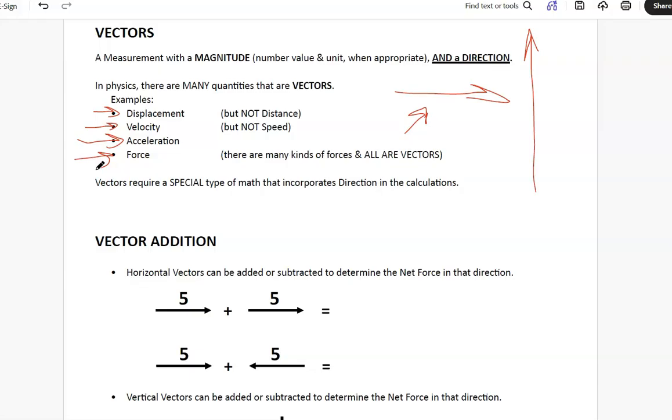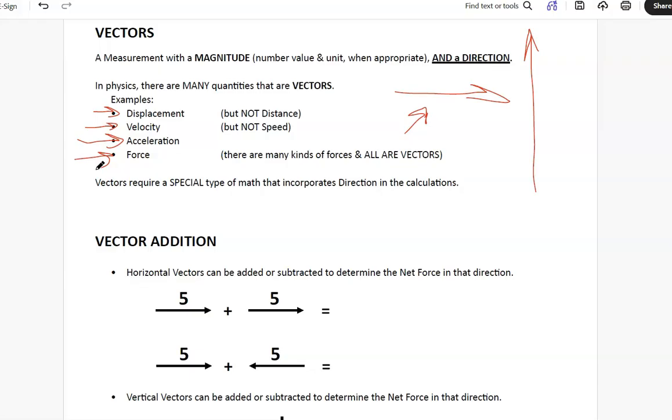Scalars, they're just a magnitude. You add them up. If you had a bunch of masses in kilograms, let's say you had 2 kilograms and you had 5 kilograms, and you needed to add them up, you just add 2 kilograms plus 5 kilograms. You get 7 kilograms. Scalar addition is easy. Vector addition can be a little tricky.